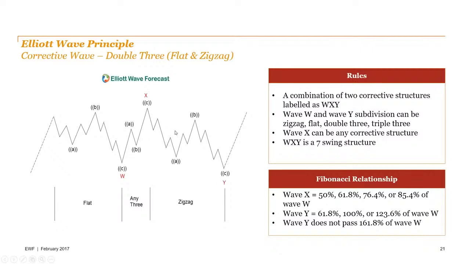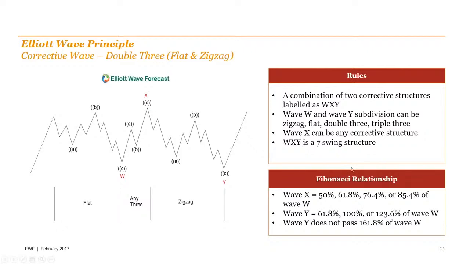So you have 2 corrective structures. You combine them together, right? In this case, you have a flat and you have a zigzag. You combine them together and you put a WXY as the connectors. You guys understand? Double 3. So it's a combination of 2 corrective structures. And we learned about corrective structures already. We learned about zigzag, flat, and so on, right?